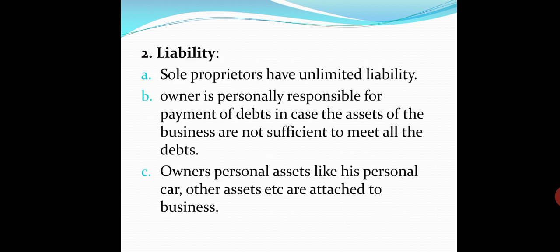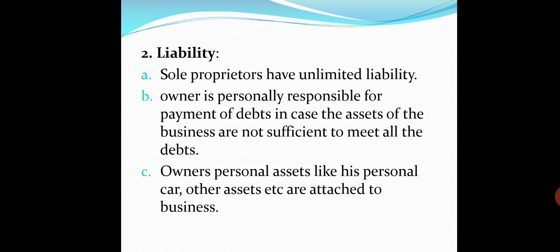The second important feature of sole trading concern is liability. Sole trader has unlimited liability. So, what does unlimited liability mean? Unlimited liability means that the personal property of the sole proprietor, sole trader or owner of the firm is attached to the business. It means whenever the business assets fall short to clear business debts, he has to sell his personal property to clear off the business debts. That is why we call it unlimited liability.